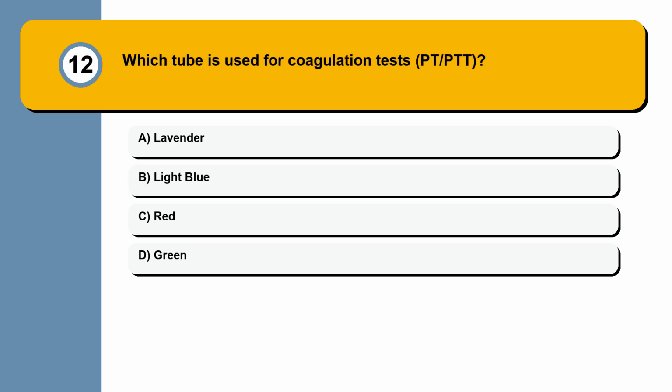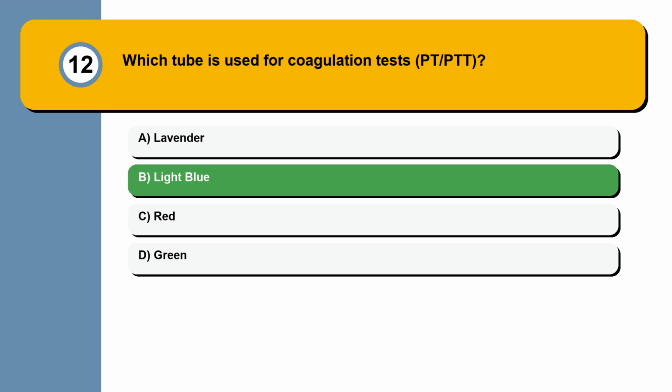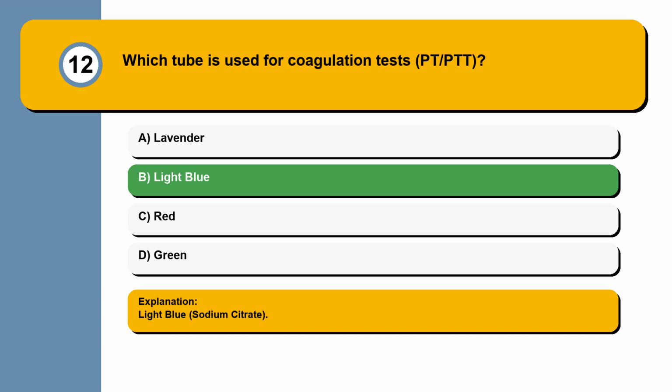Question 12. Which tube is used for coagulation tests, PT/PTT? Lavender, light blue, red, green. Light blue, sodium citrate.